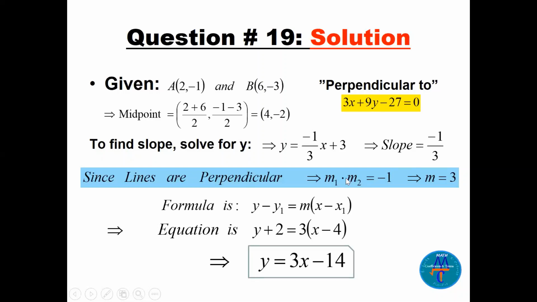So the product of the slopes is minus 1. So our slope m is 3, because 3 times minus 1 over 3 becomes minus 1. Why? Because they are perpendicular lines. So put it in the equation and simplify.